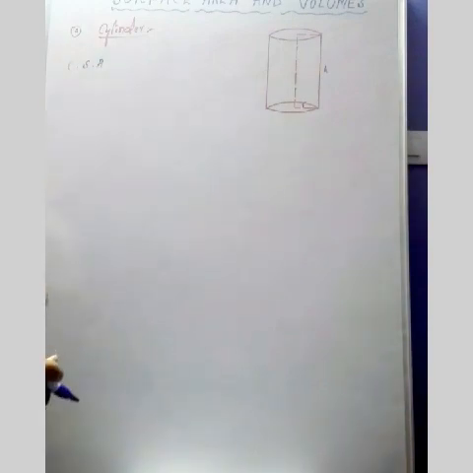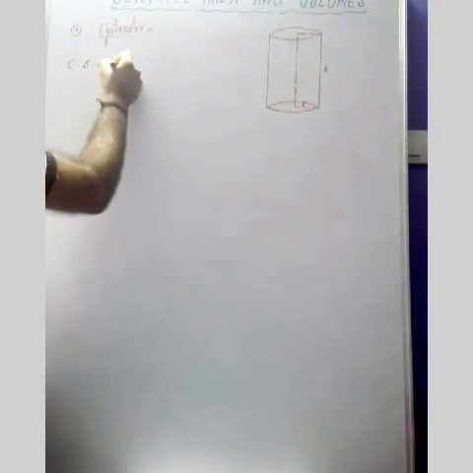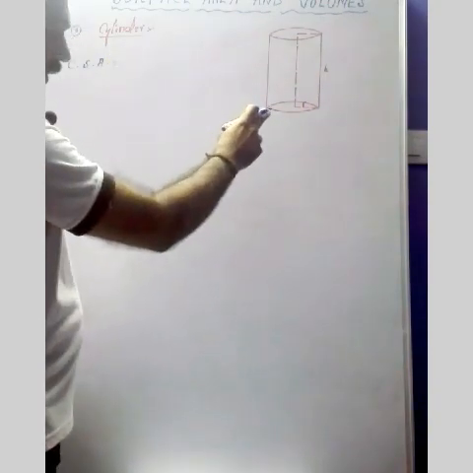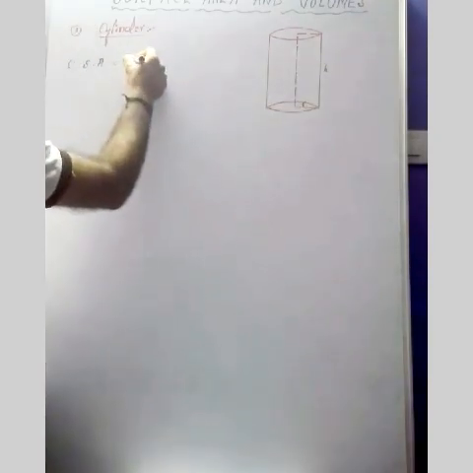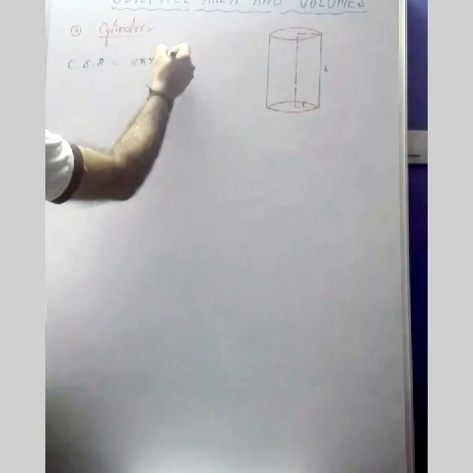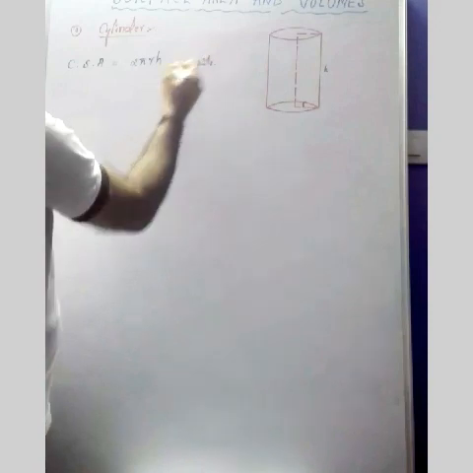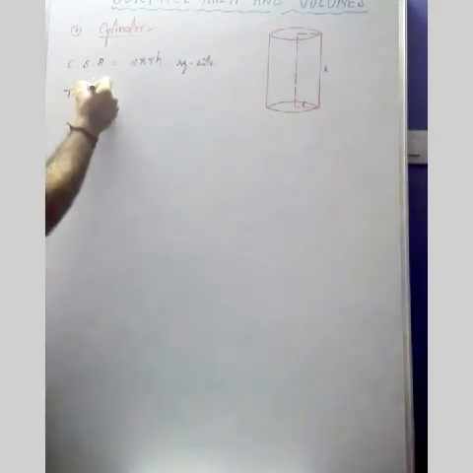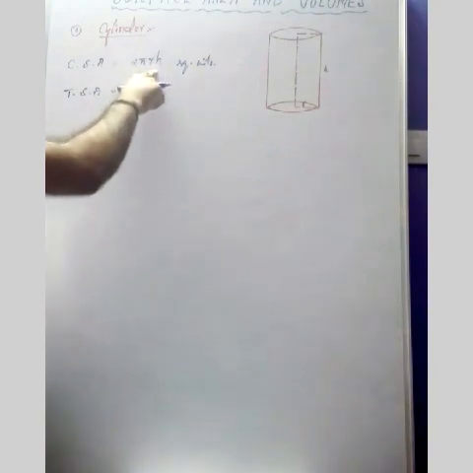If the face is lateral, that is lateral surface area; if the face is curved surface, then we consider the curved surface area of the cylinder. The curved surface area (CSA) of a cylinder depends on the perimeter of the base and the height of the cylinder. So perimeter is 2 pi r, height is h, so 2 pi r h square units.